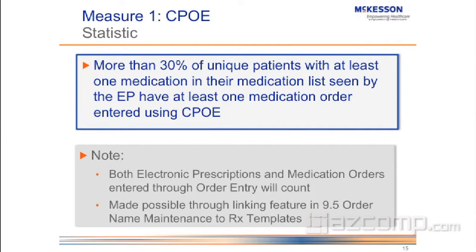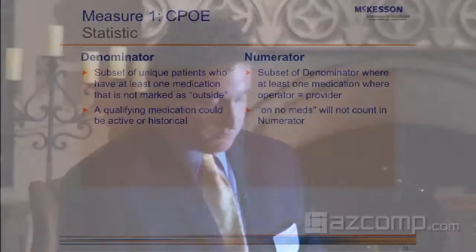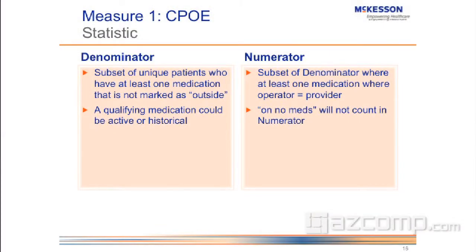And then this is made possible through 9.5, the linking of the order name maintenance to RX template. So if you guys, I don't know how big of geeks you guys are in Practice Partner like I am, but the order name screen, there's an actual spot now where you can actually pull in the medication template, and you can connect those two. So you can connect an order to a medication template now. 9.5 only.